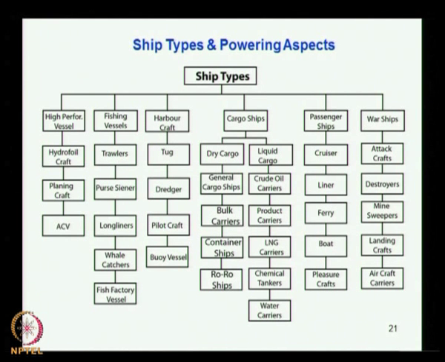When you say it's a liner, it is going to operate between specified ports. If the vessel is going to operate from Chennai to Singapore and is meant to operate only in that region, you call it a liner. That means the sea state needs to be known only for that region, and you make the assessment of the motion characteristics in that region. Sometimes they call it a passenger liner, a passenger ship operating on a specified route between specified ports.